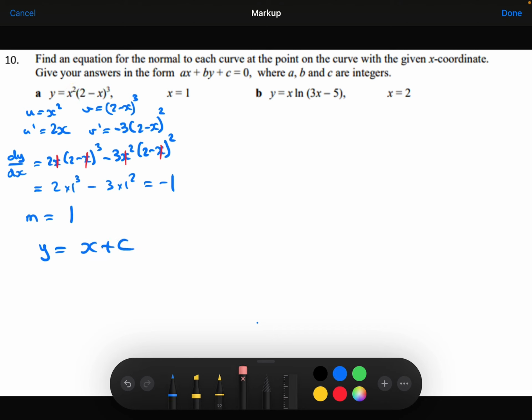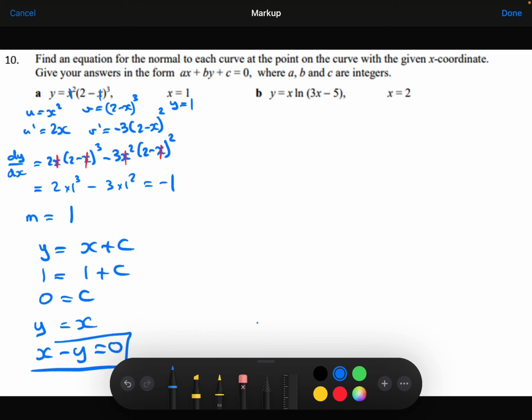I now want to substitute a coordinate in here. I know about when x is equal to 1. Let's substitute 1 into this original function to work out what y is. And I see that y is also 1. Which tells me that c is going to be 0. And therefore I can say just y equals x, all in the form that it wants me to give this. I want to take y away from both sides to get x minus y is equal to 0.